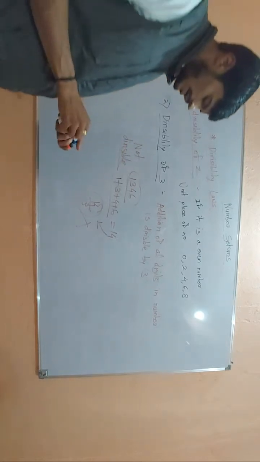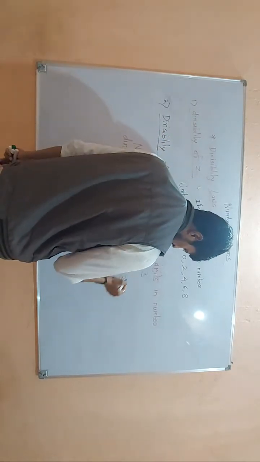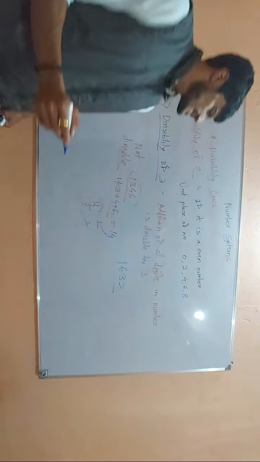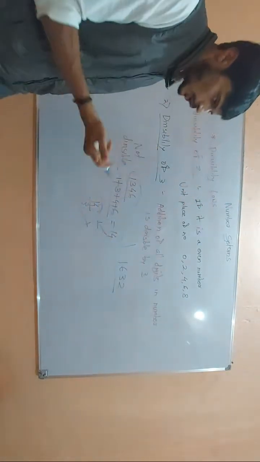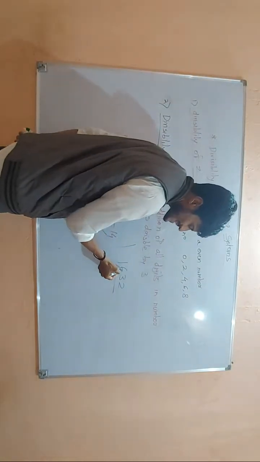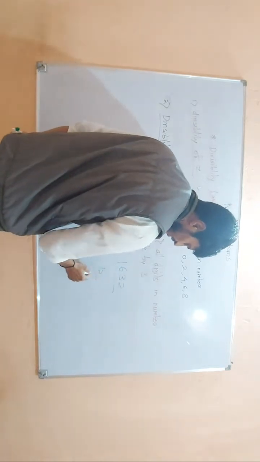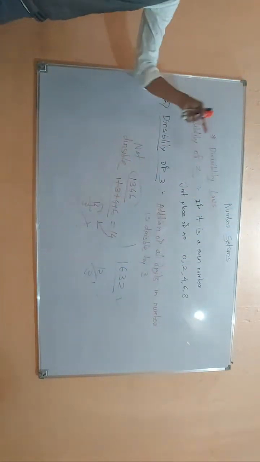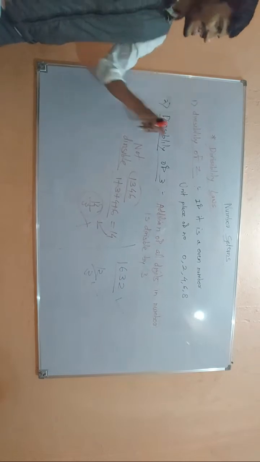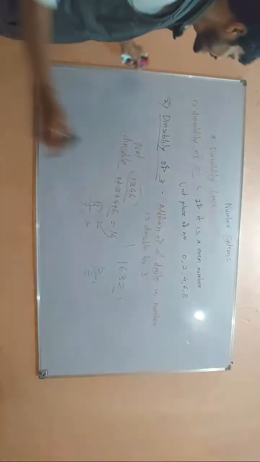Let us take another example. 1, 6, 3, 2. You have to check whether this number is divisible by 3 or not. Simply take the addition. 1 plus 6, 7, 7 plus 3, 10, 10 plus 2, 12. Is this 12 divisible by 3? Yes, it is divisible by 3. Hence, this 1632 is divisible by 3. So that is the divisibility rule of 3 and the divisibility rule of 2. Let us see the next one.